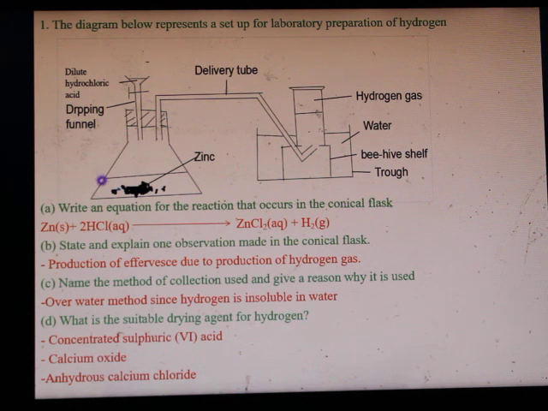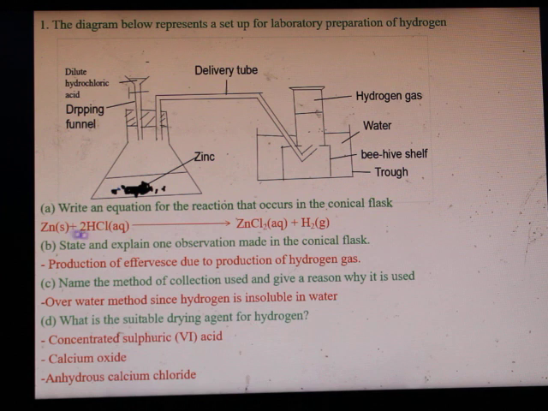So this is the conical flask. There is zinc metal and there is dilute hydrochloric acid. So the reaction involves zinc solid, Zn(s), reacting with HCl, that is hydrochloric acid, to form zinc chloride, ZnCl2, and hydrogen gas. Remember, in this reaction, zinc metal is above hydrogen in the reactivity series.